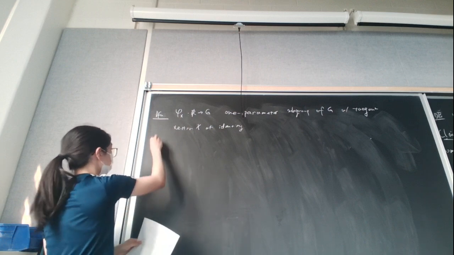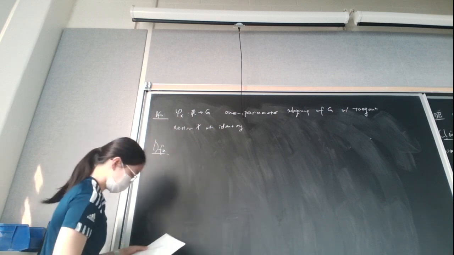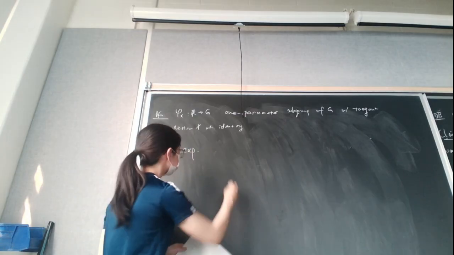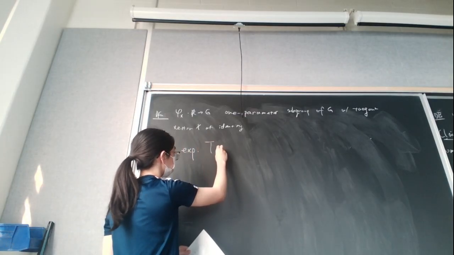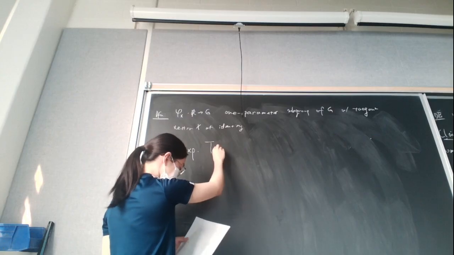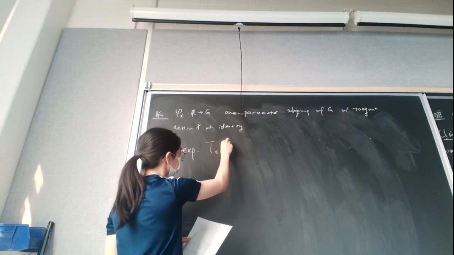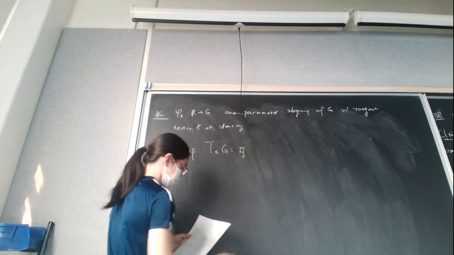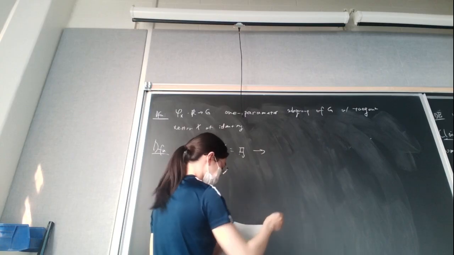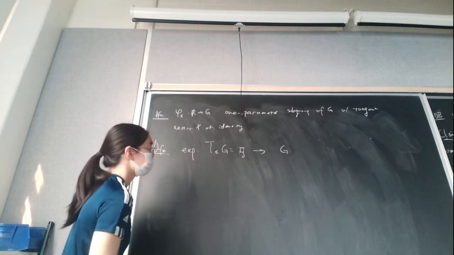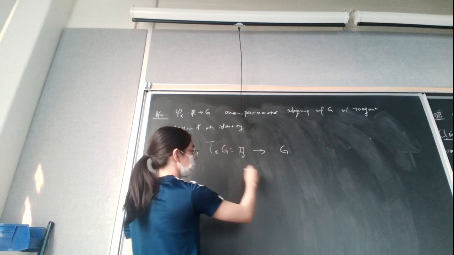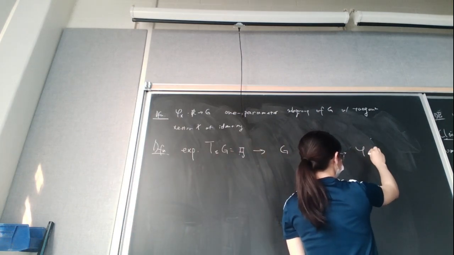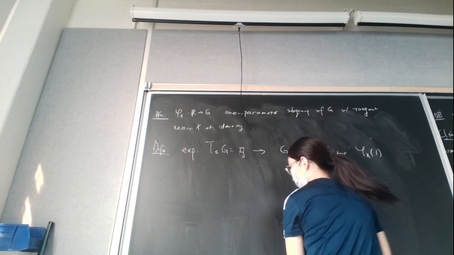And then another definition that we're going to make is the exponential map. It's a map from the tangent space at identity, which is also the Lie algebra, to G, and the map sends x to phi x at 1.